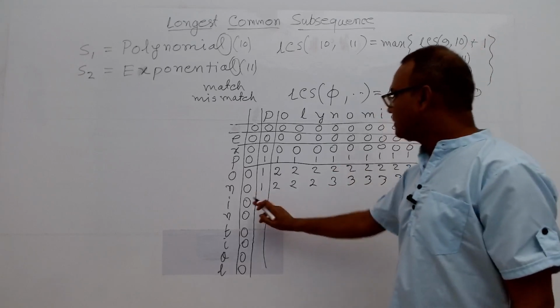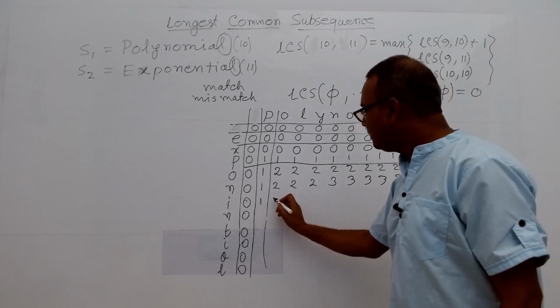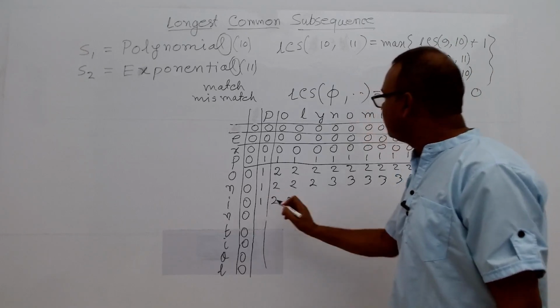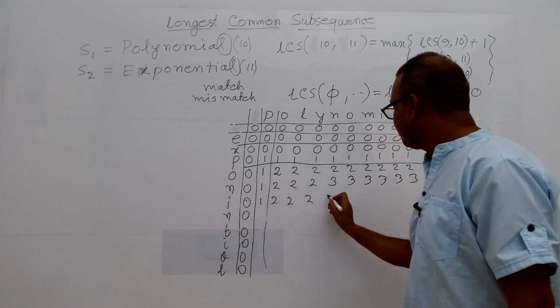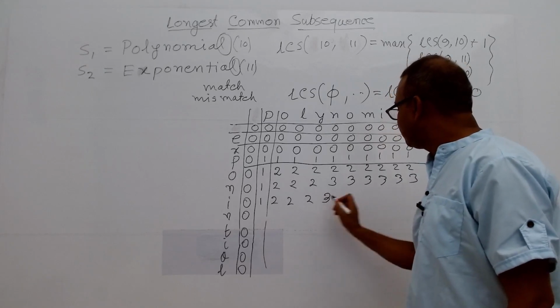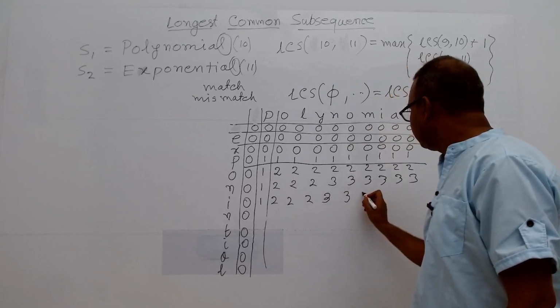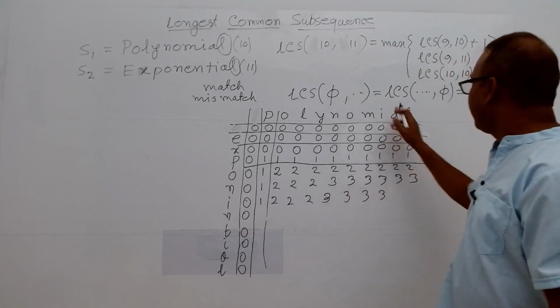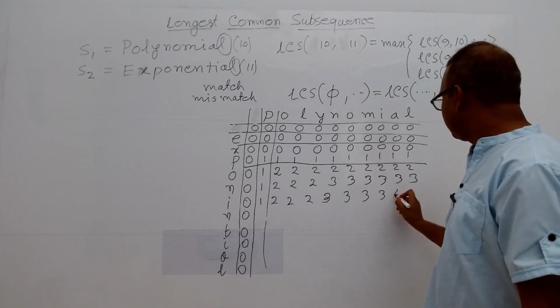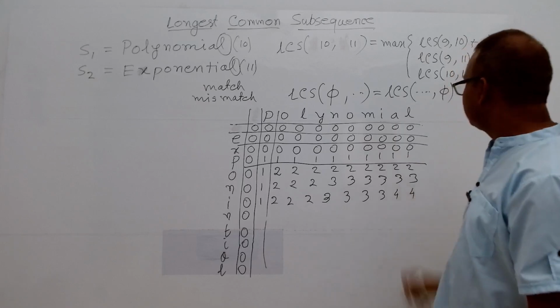Now the next value is I. This is 1, this is 2, this is 2, no matching so far. This is going to be 3, this is going to be 3 3 3, and then I is a match, so it is going to be 4, and it is also going to be 4.